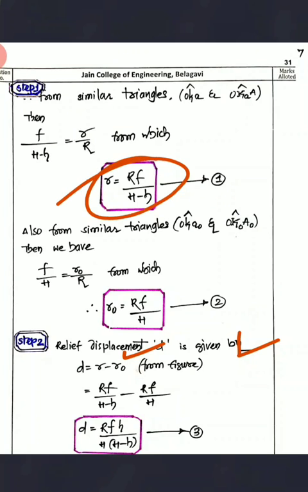We will put all these values. This is equation 1 for r and equation 2 for r naught, and we are going to put the values here, that is Rf divided by H minus h, minus Rf divided by H. Then we have d is equal to Rfh divided by H into H minus h. This is equation 3.